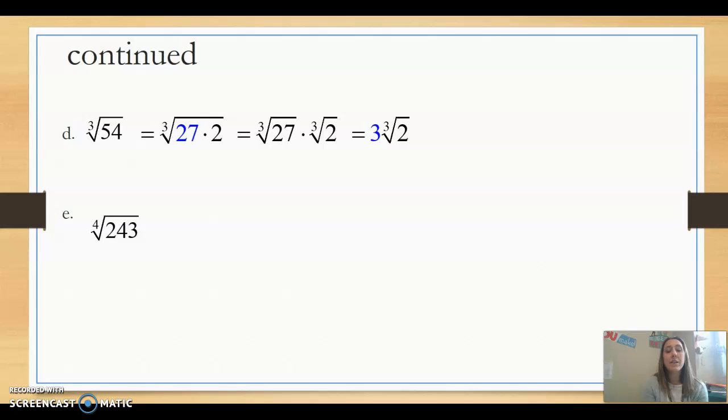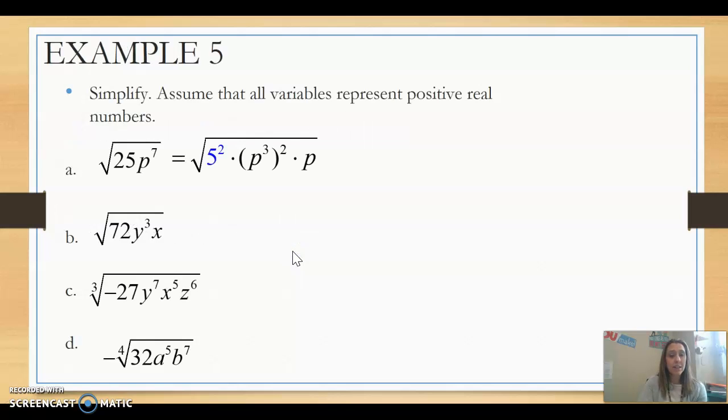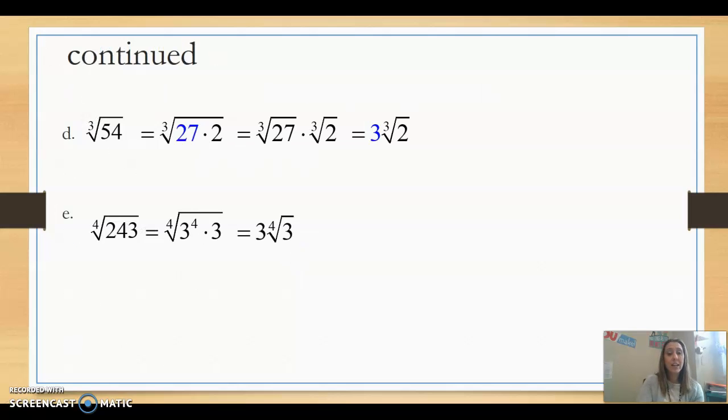Now, I can't think of a number that would go into 243 as a 4th power. Let me think. So actually 81. So 3 to the 4th power, 81, would go into 243, right? And then we just end up with the 4th root of 3 to the 4th, where the fourth root of 81 is 3, times the fourth root of 3. All right, so go ahead and get that down.